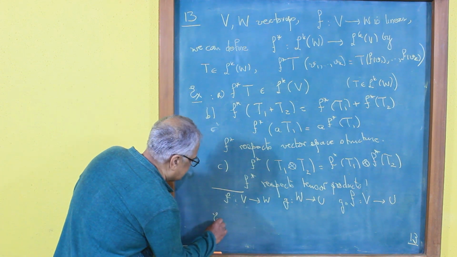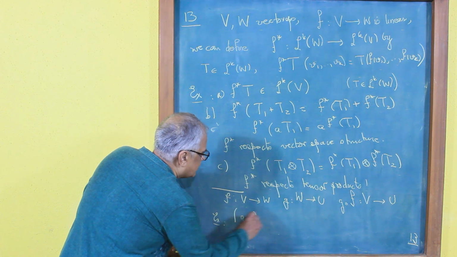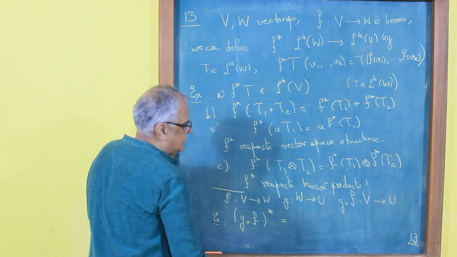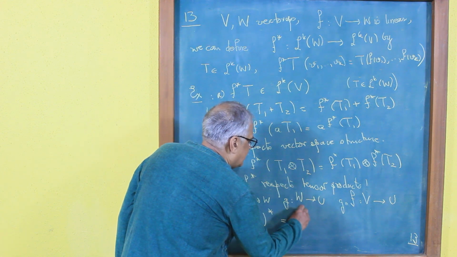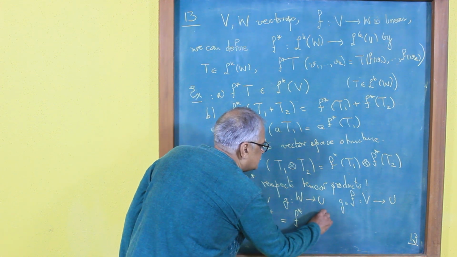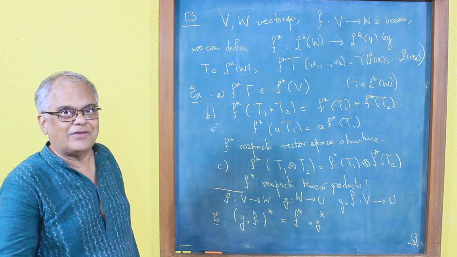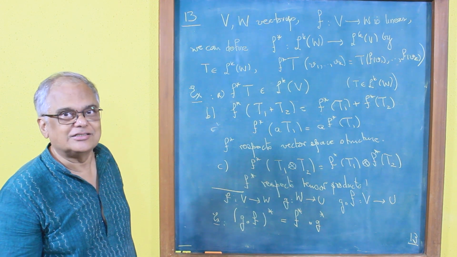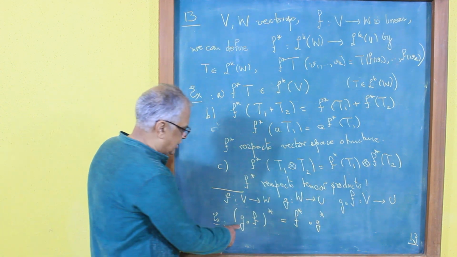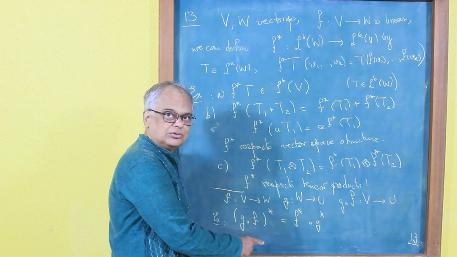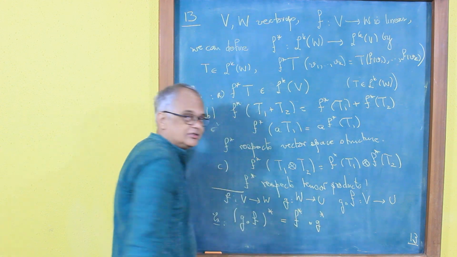So what is the exercise? (G composed with F) star is actually equal to F star composed with G star. The order of these functions is reversed. There's a fancy name for this, something to do with contravariance, whatever that means, but we are not worried about these words right now. It's an exercise to show that when you have a composition of two linear maps and you take the upper star of that, the order of these two things is reversed.